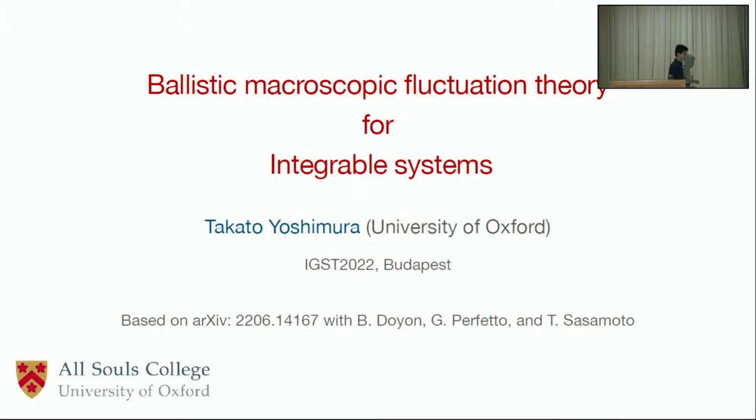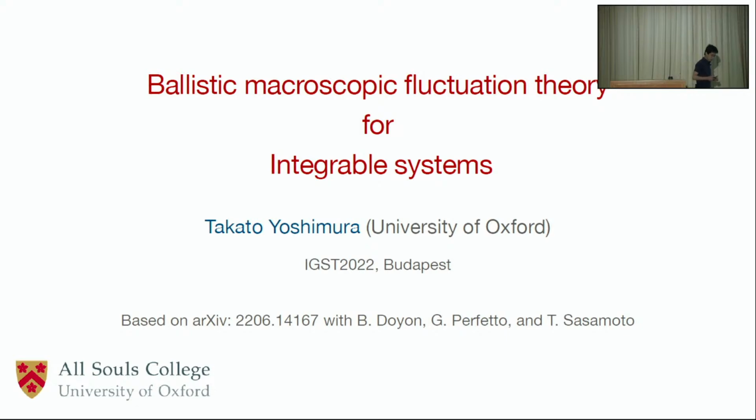So what I'm going to talk about today is based on my recent work with Benjamin Doyon, Gabriele Perfetto, and Tomohiro Sasamoto. The motivation of this project, at least the initial one, was basically to devise a theory that can describe the large deviation properties of many body systems, quantum or classical, in a systematic way. What I mean by large deviation is simply, for instance, current fluctuations. So we wanted to characterize the properties of current fluctuations.